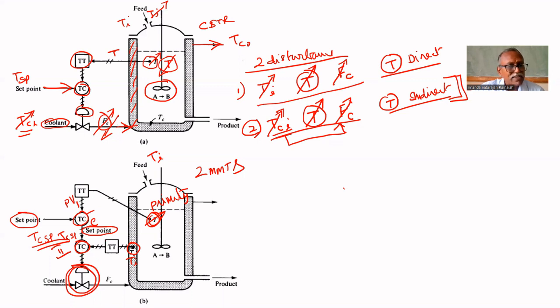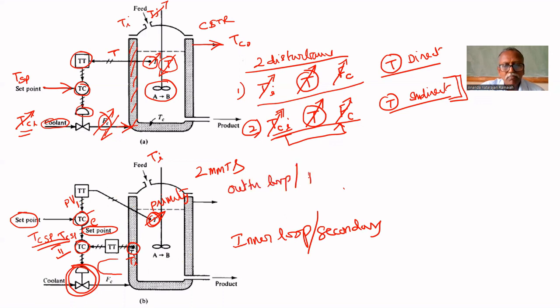In both cases, it will regulate the valve. In the first case, without affecting T, it regulates. In the second case, T will be affected, but immediately it will take action. That is called cascade control. It has two loops. This loop is called the inner loop or secondary loop. The first one is called the primary loop or outer loop, or dominant loop.